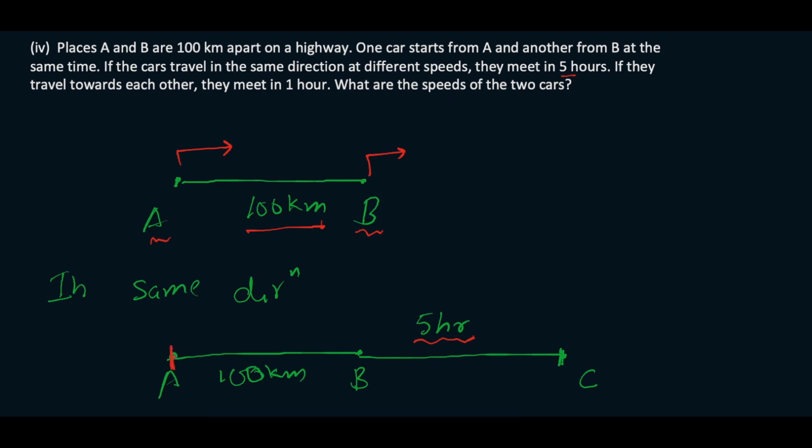So here A started his bike from here and B started his bike from here, and after 5 hours they met at C. So it is normal to assume that the speed of A is higher than the speed of B. So after 5 hours they meet at some point C. And our second statement is, if they travel towards each other they meet in 1 hour.